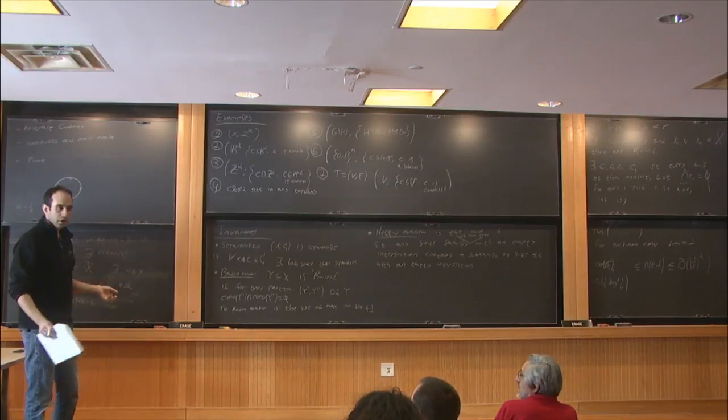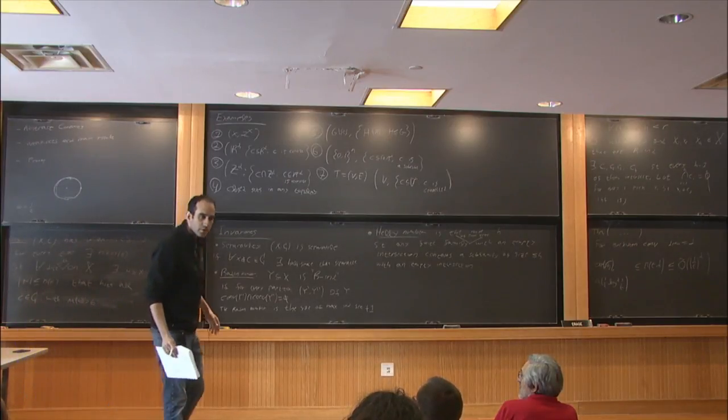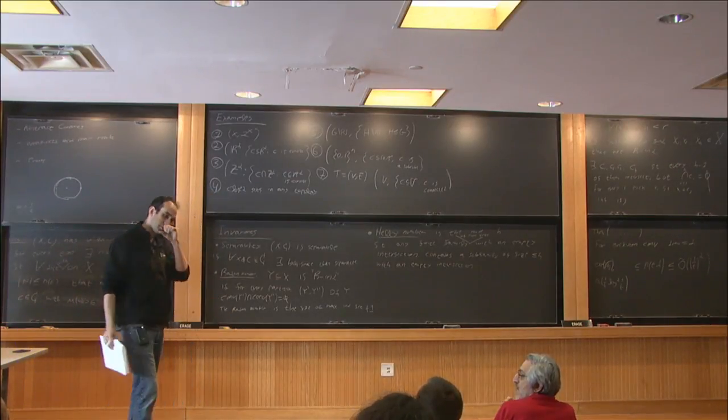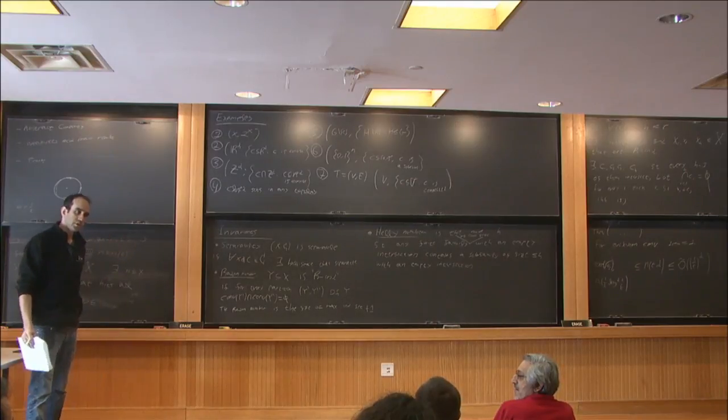What's a strong epsilon net? It's like the extractor, the analog of the discrepancy.